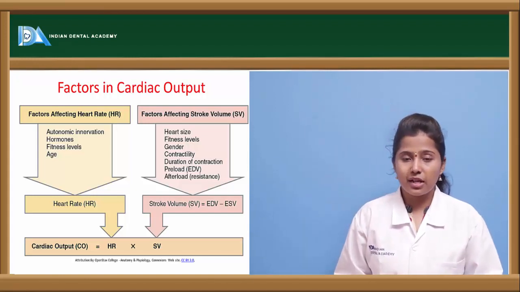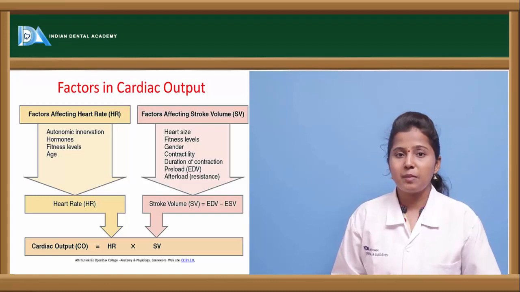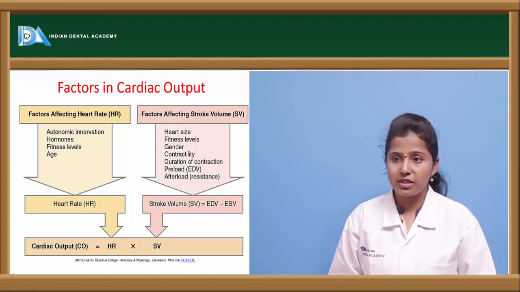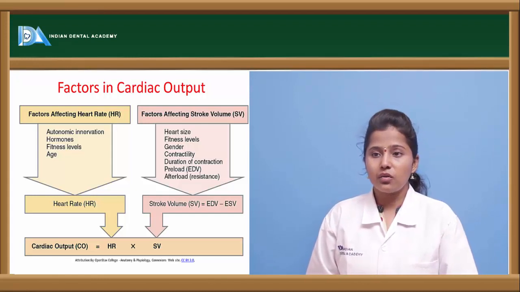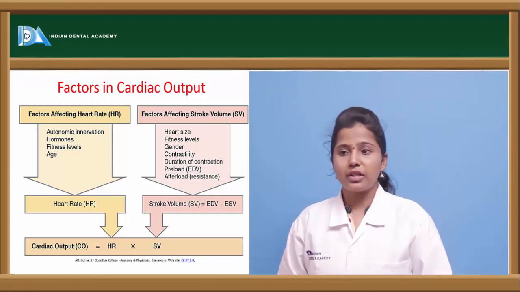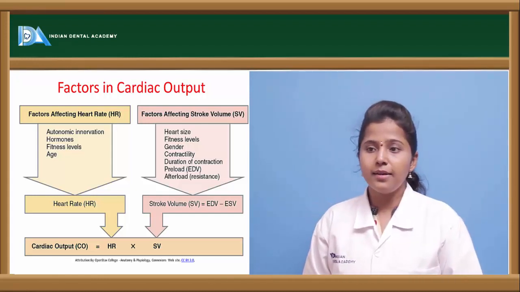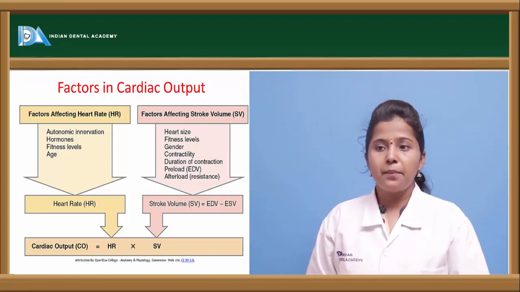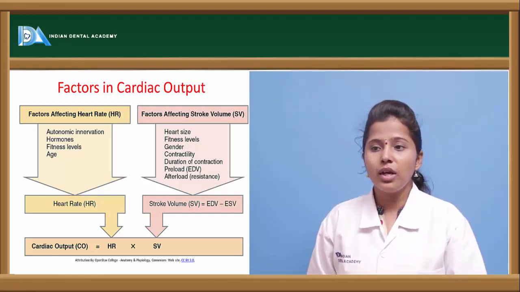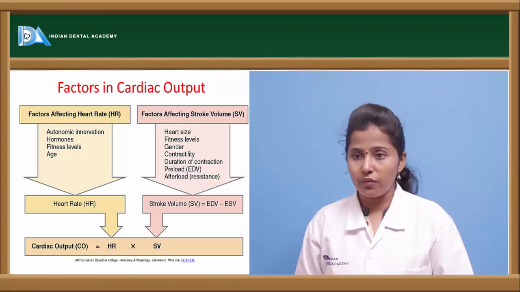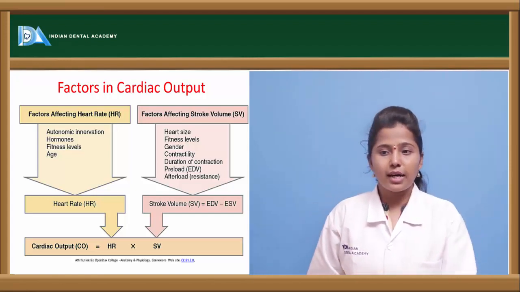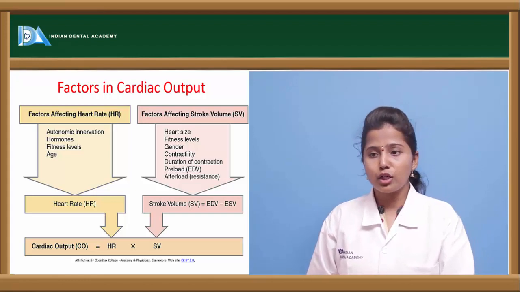And fitness levels, and gender, depending upon whether male or female, the stroke volume differs. And contractility of the heart, how the heart is contracting, based on that also stroke volume is determined. Duration of contraction, preload and afterload resistance. So when preload and afterload vary, then stroke volume will also vary. And as we saw, cardiac output is the result of heart rate and stroke volume.